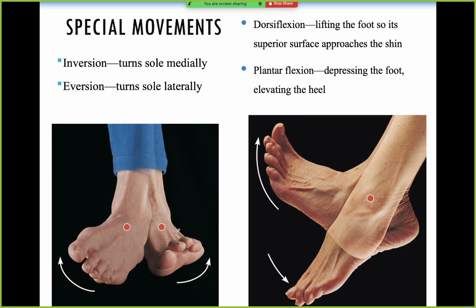Then we have your foot. Bringing the sole of your foot towards your medial line is called inversion. Moving it out is called eversion. Pointing your toes towards the sky is called dorsiflexion.